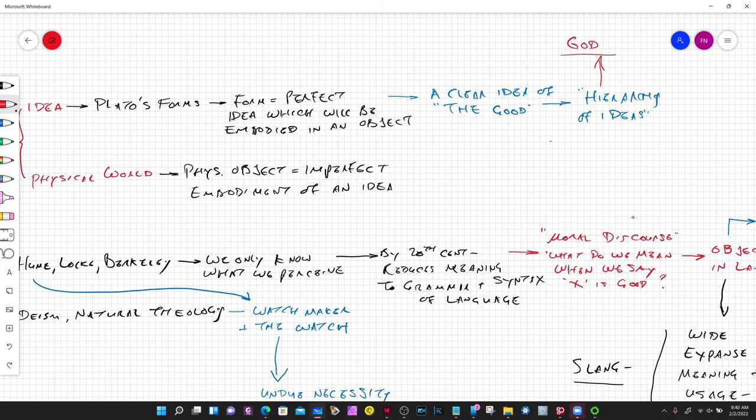There's a huge gap, obviously, between these two positions. When we look at the beginning of utilitarianism, there's a kind of transfer of a hierarchy of ideas down to one: Aristotle's concept of happiness, that is what humans long for.